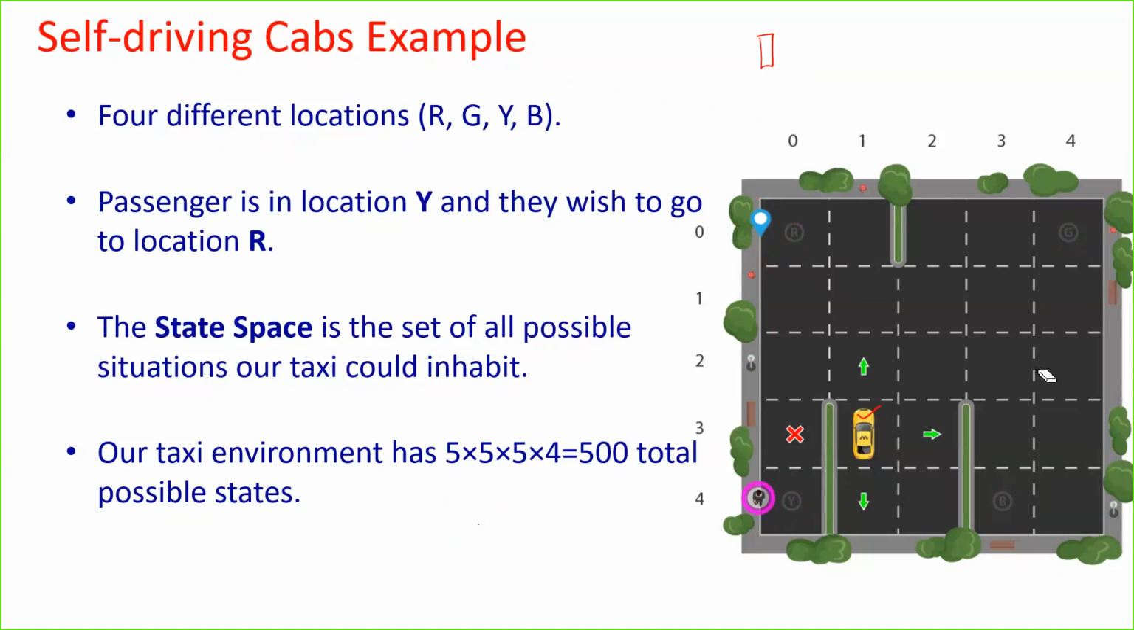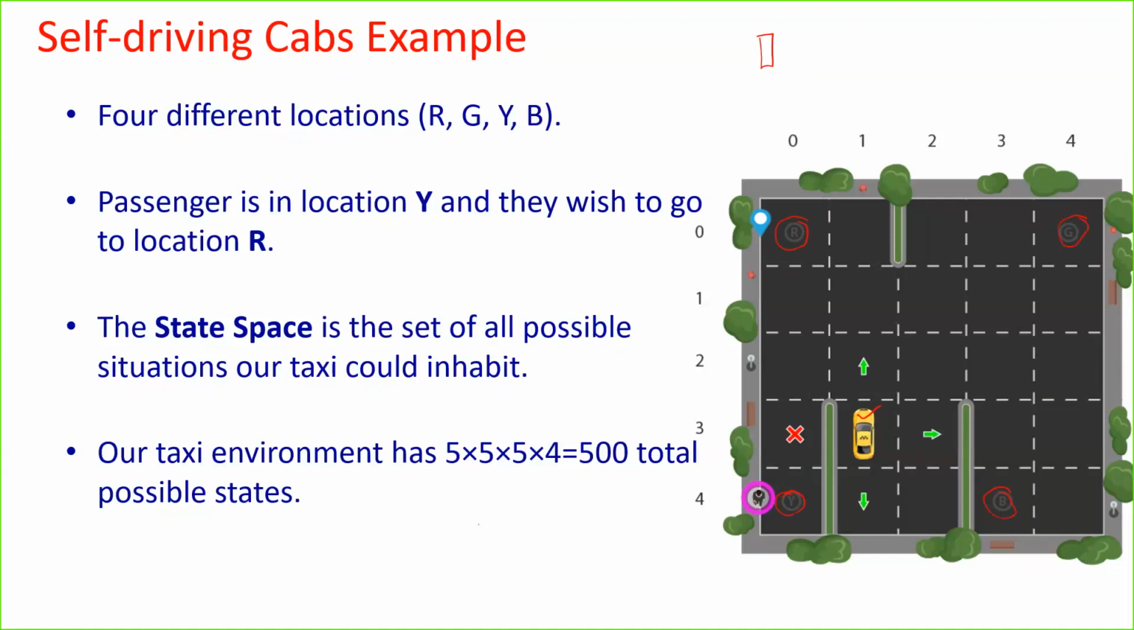What are those letters, R, G and so on? Those are the locations, madam: stops, possible locations. There are 4 locations.